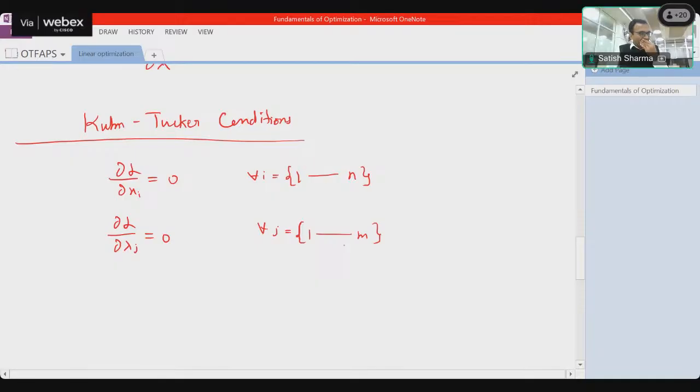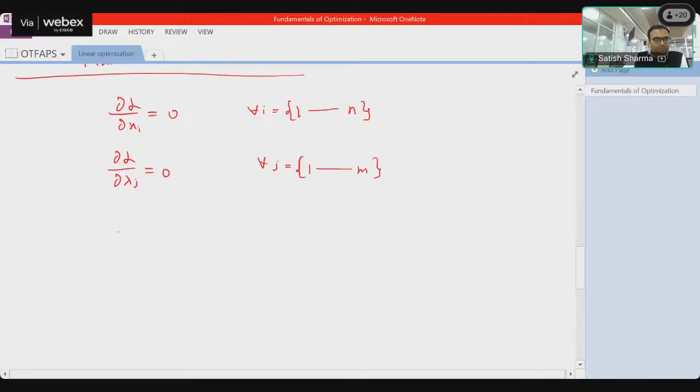Apart from that, they defined another condition that lambda j and gj should be equal to 0 for all j, that is, the product of these should be 0. That is condition number 1. And if the condition was g(x) less than or equal to 0, then lambda j should be a positive value only.